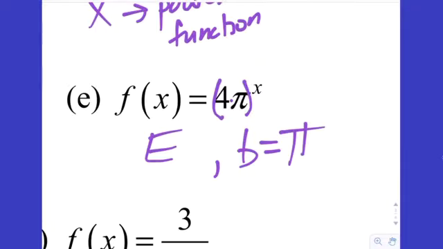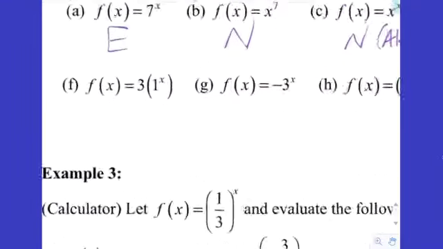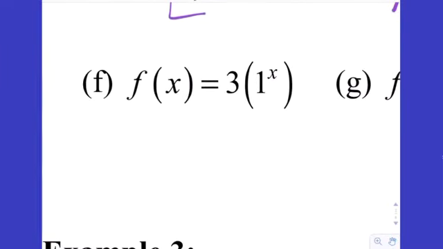Parentheses. That would make the base 4 pi. But without the parentheses, you have to follow your Dear Aunt Sally rules, right? Exponentiate first, that's the pi, and then multiplication. So that is exponential. All right, the bottom row, 3 times 1 to the power of x. Exponential, yes or no? It has the variable in the exponent, and it has the numeric base.